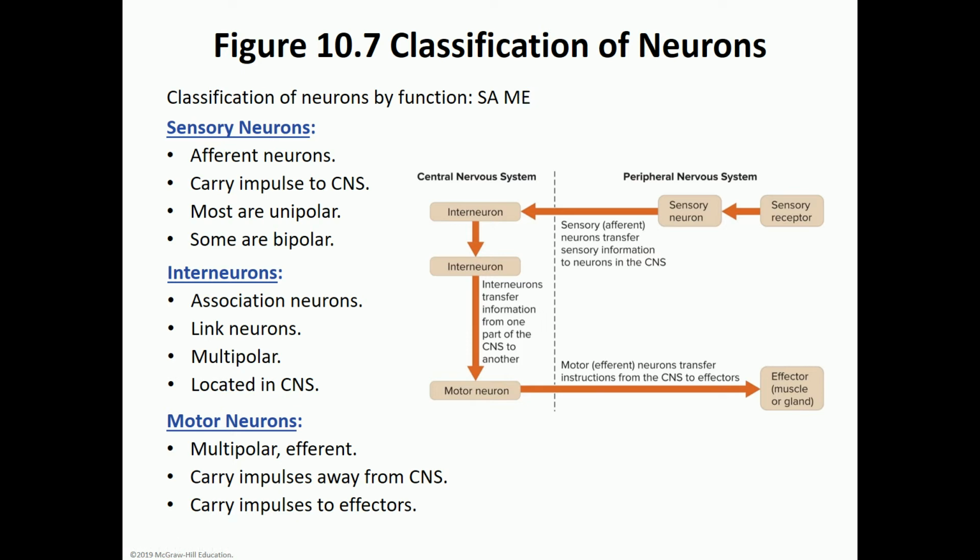Okay, so remember that your sensory neurons take information towards the CNS, and those could be either unipolar if they were general senses, or bipolar neurons if they were special senses. Interneurons and motor neurons, those are both multipolar.